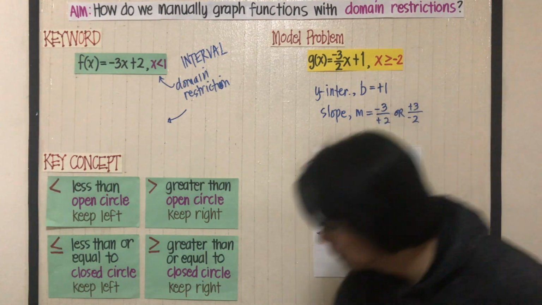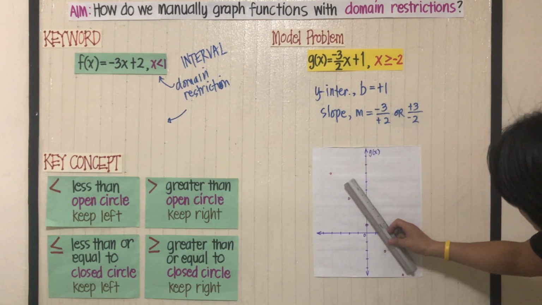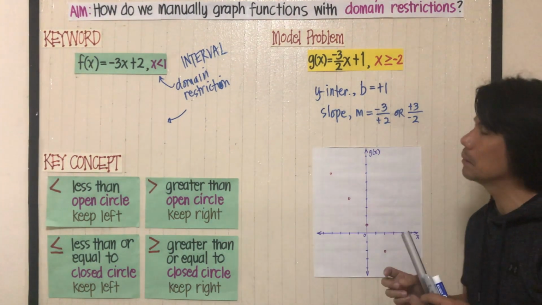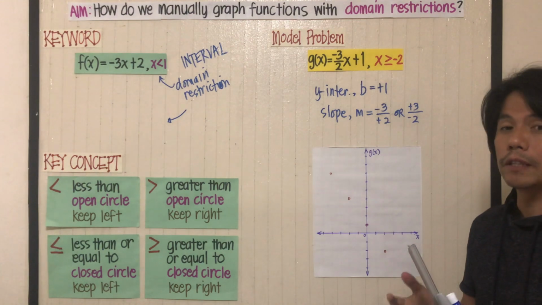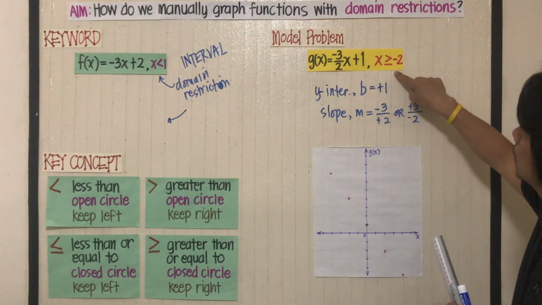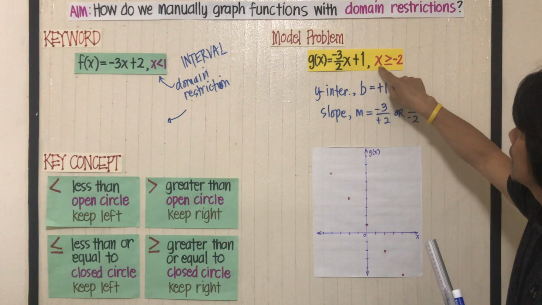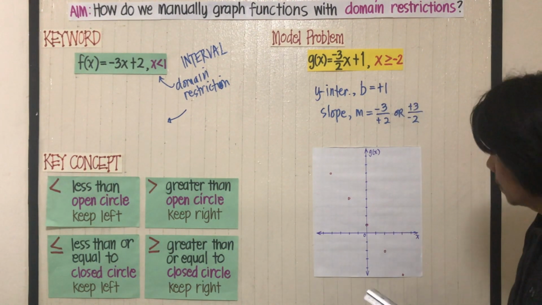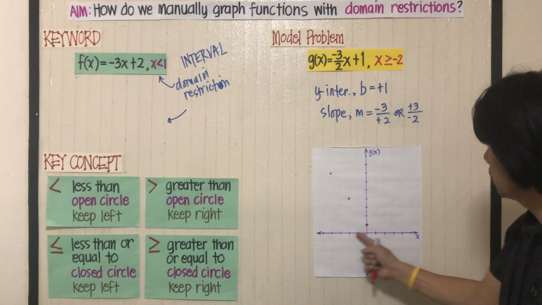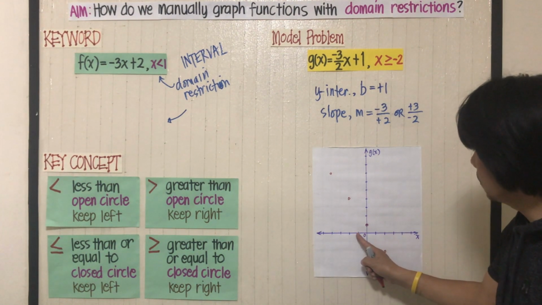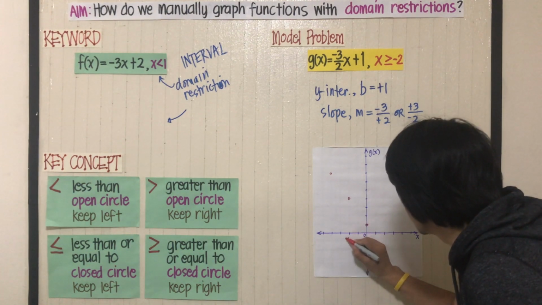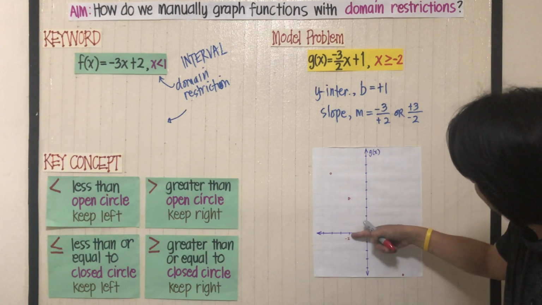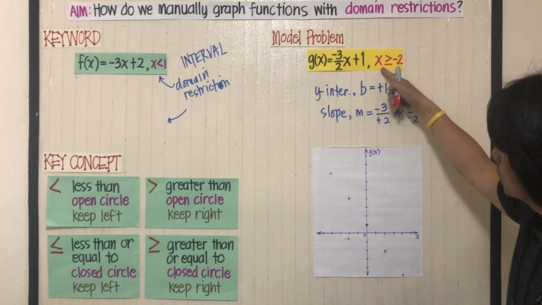Now, before we connect these points or these circles, let's figure out first. This is what makes this model problem different, since we saw already the first one. Now let's figure out the domain restriction. It says x is greater than or equal to negative 2. Well, where is that negative 2 on x? This is my x-axis, negative 1, negative 2. This is negative 2. That circle corresponds to the domain restriction.